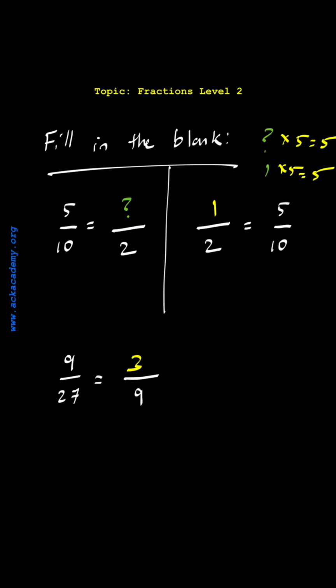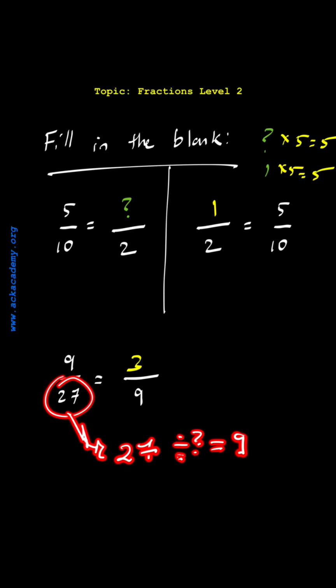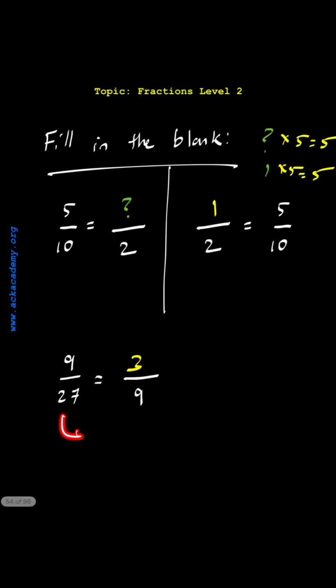Now, is there a way to go this way and solve it? Yes, you can. You can ask yourself, 27 divided by what number gives you 9? So if we're trying to go this way, this would be 27 divided by some number will give me 9. What is that some number? Well, this will be 3. And now if I divide the bottom by 3, I can divide the top by 3. And 9 divided by 3 is 3.